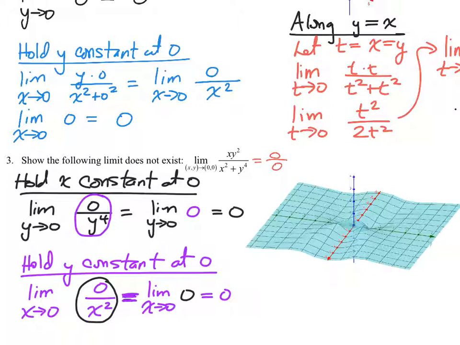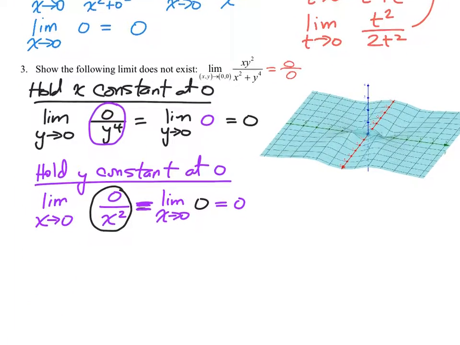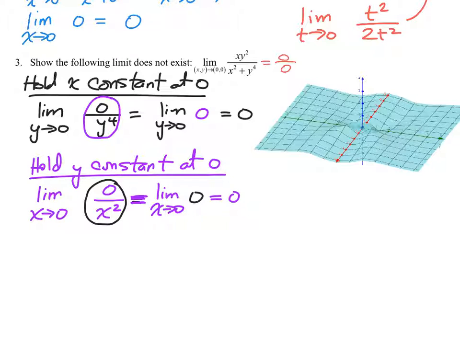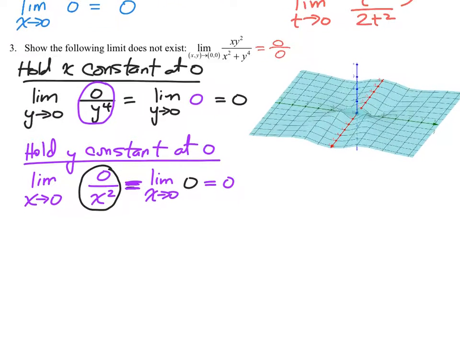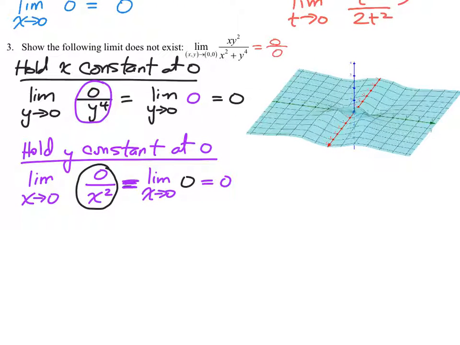So now I kind of extend my thinking to account for other types of functions. All right, so we could try what we did in the last problem. Maybe we're following the path y equals x. All right, so let's do that.